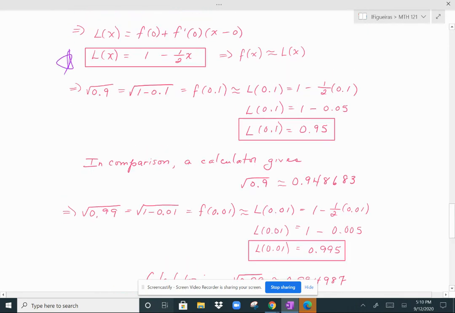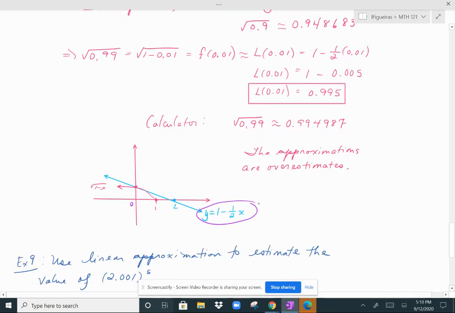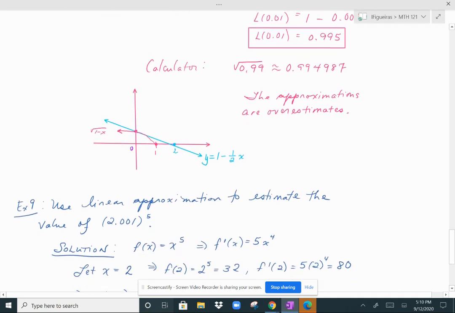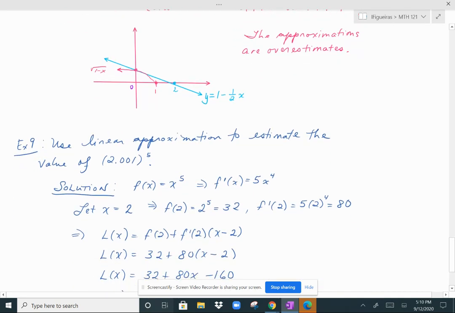Okay, so we're going to do another one that's similar in terms of using linearization to approximate. So we want to use linear approximation to estimate the value of 2.001 to the 5th power. All right, so we're actually given a little bit less information here. We just know what we want to approximate, but we need to come up with the function. So it looks like our function is x to the 5th. So the derivative is 5x to the 4th.